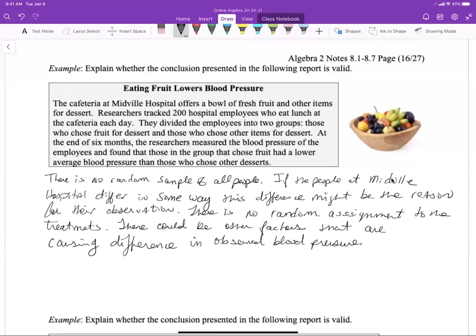In addition, this is an observational study, not an actual experiment. And it is very difficult, if not impossible, to determine cause and effect using an observational study. So since this is an observational study, we cannot determine cause and effect.